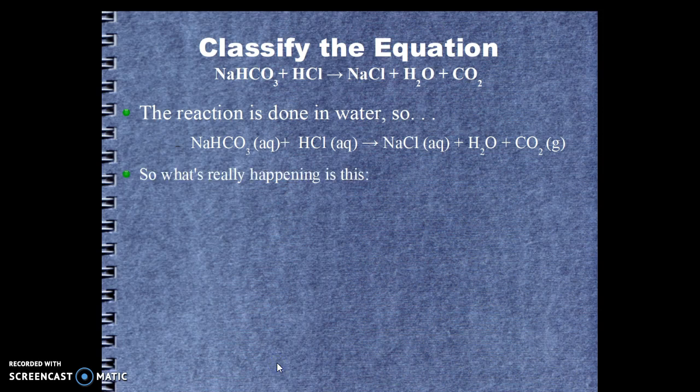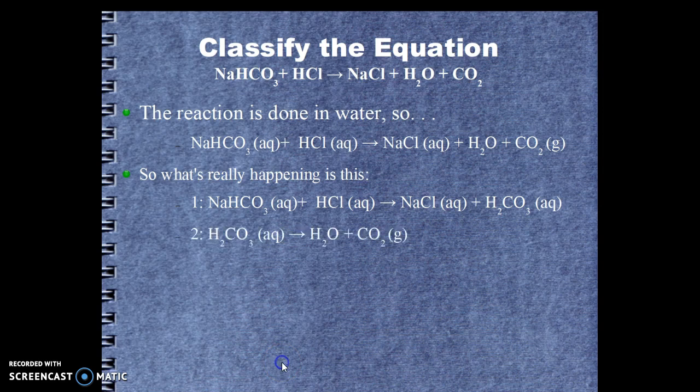So what is really happening is this. First, the sodium hydrogen carbonate is reacting with the hydrochloric acid to form sodium chloride and carbonic acid. That's an interesting way of looking at the reaction. And the carbonic acid that is produced immediately breaks up into water and carbon dioxide, because this is a very high energy compound compared to water and carbon dioxide gas.